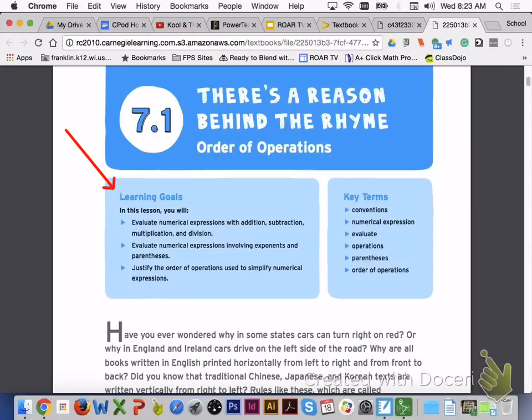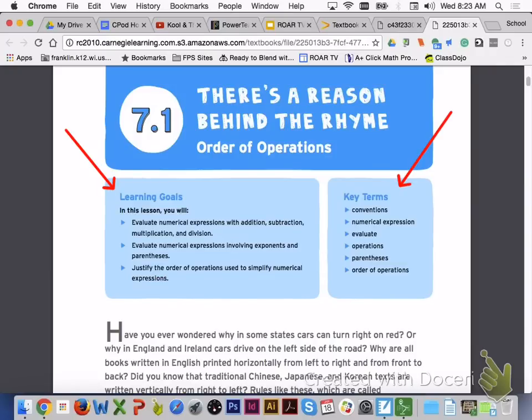Learning targets for today, you will evaluate numerical expressions with adding, subtracting, multiplying, and dividing. Evaluate numerical expressions with exponents and parentheses. And justify the order of operations used to simplify numerical expressions.